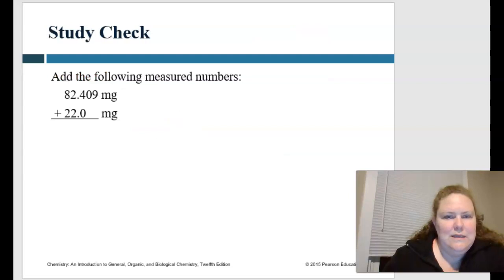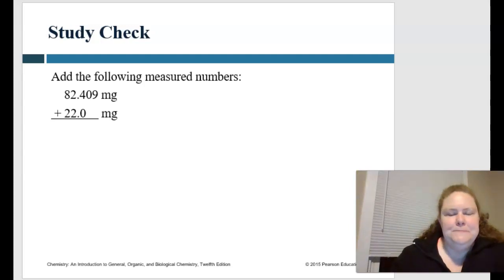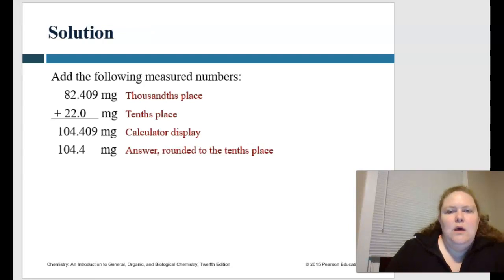Okay, we're almost done, guys. All right, so again here, add the following measured numbers. I'll give you a sec. Okay. All right, so again, the first number goes to the thousandths, the second one goes to the tenths. The calculator display gives you out to the thousandths, but the lowest common denominator would be here in the tenths. And since the digit after it is 0, which is less than 5, the 4 gets to stay a 4. If it was above 5, the 4 would go up to a 5.